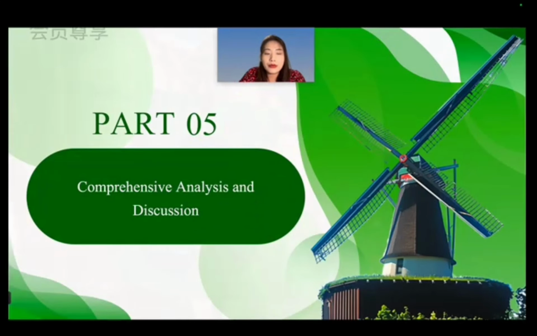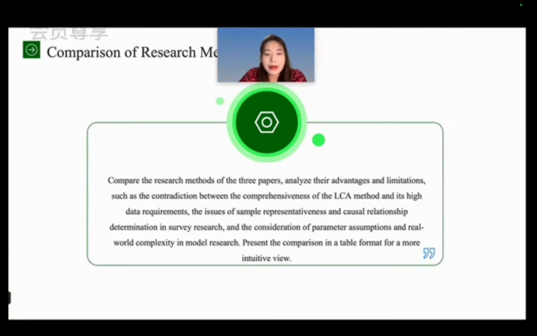Okay, let's move to part 5, comprehensive analysis and discussion. We will compare the research methods of these 3 papers. The first paper used the LCA method. Yes, I have said before. LCA method, it could show the whole picture, but it was hard to connect data and understand the results. The second paper had problems.